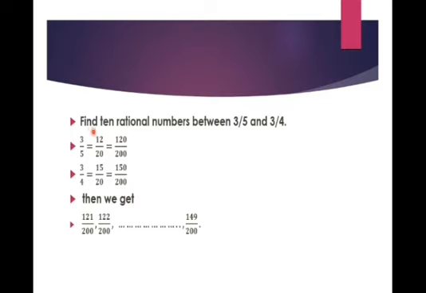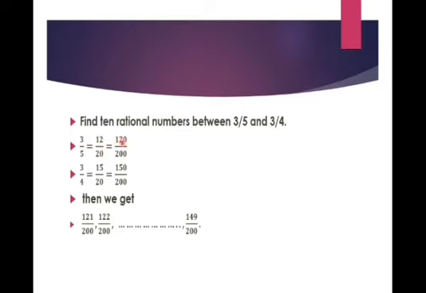And the next one is: find 10 rational numbers between 3 by 5 and 3 by 4. In this case, the denominators are not the same. Then how can we find them? We take the LCM of 5 and 4. The LCM of 5 and 4 is 20. Then 20 by 5 is 4, 4 into 3 is 12. We get 12 by 20.